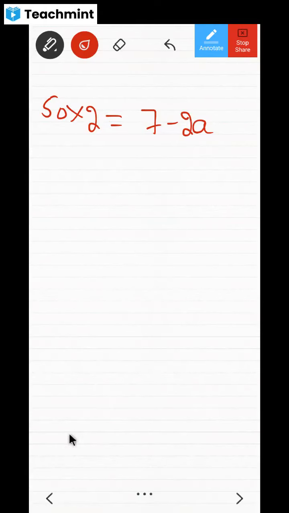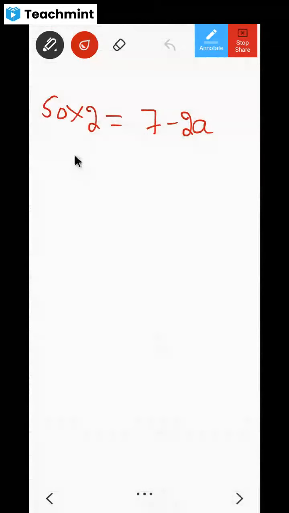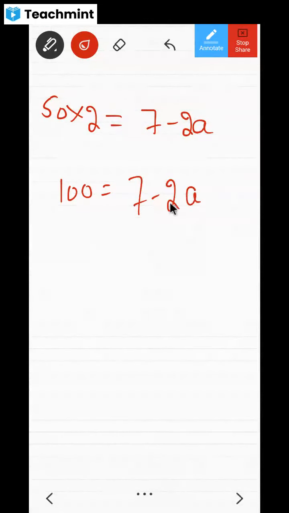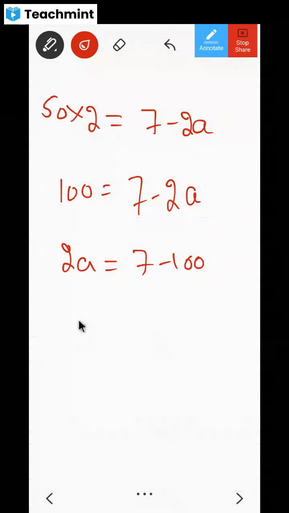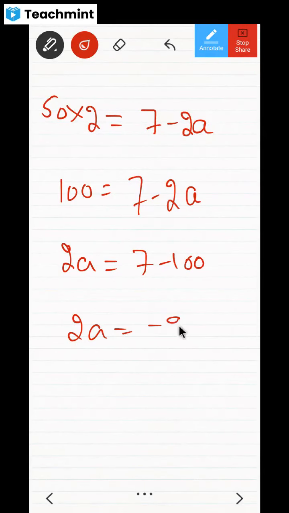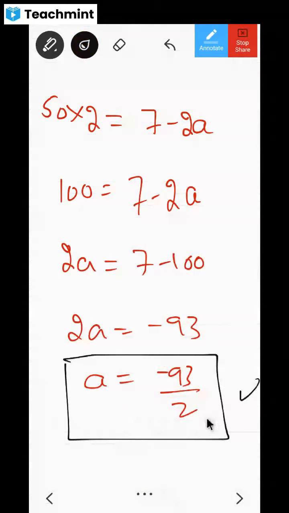Yes or no? Look at this. I have sent that 2 to that side. 50 into 2 is equal to 7 minus 2a. So 50 into 2 is 100. 100 is equal to 7 minus 2a. I'm going to send this 2a to that side, so it becomes plus 2a. And I will send that 100 to this side, so it becomes 7 minus 100. So 2a will be minus 93, and a will be minus 93 divided by 2. Keep it like this only, no need to change anything here. You keep a is equal to minus 93 by 2 like this only. Understood?